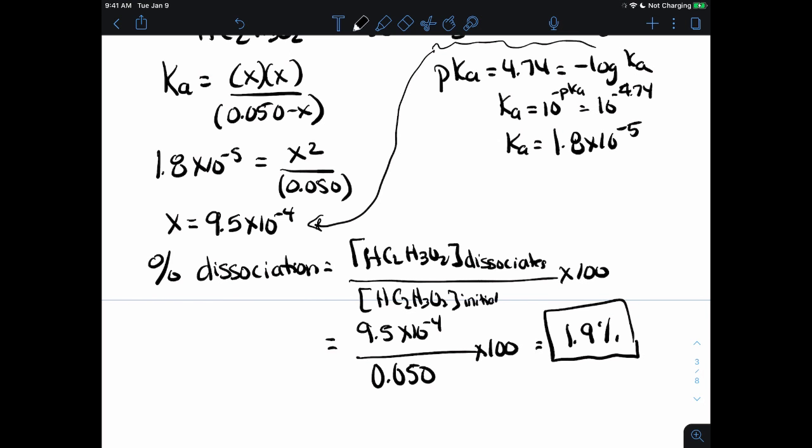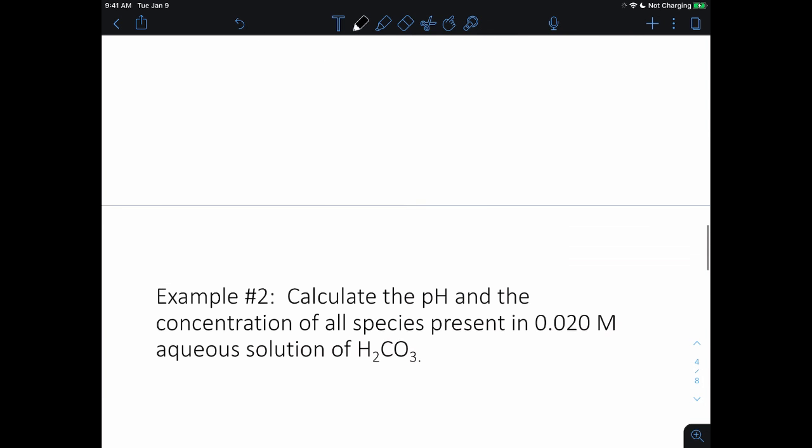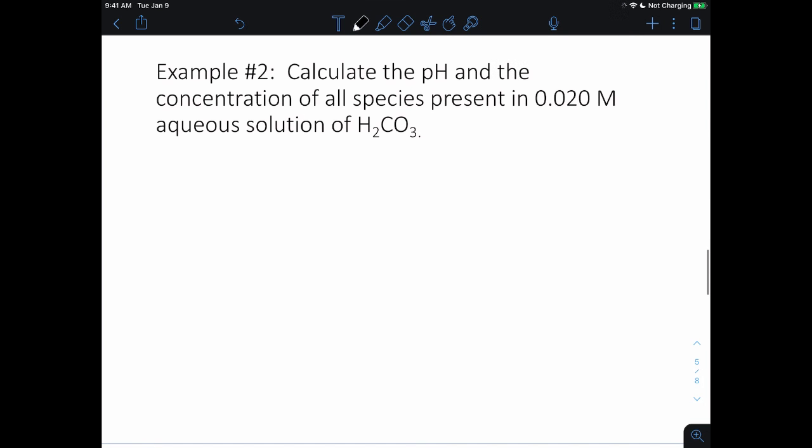Now let's try a variation of another weak acid problem. We're going to work with what's called a polyprotic acid. So polyprotic, remember, means more than one H can be donated.